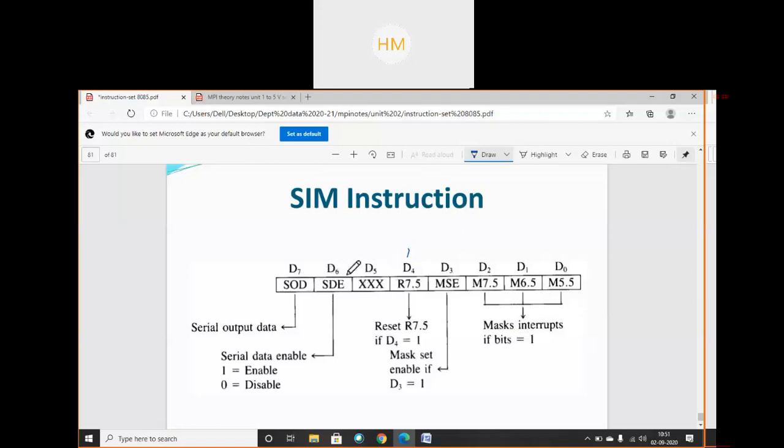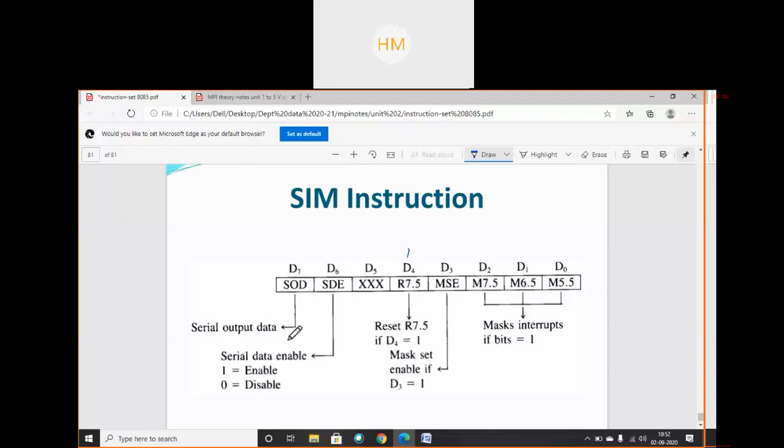D6 is SDE. If I want to enable serial data, I want that my microprocessor is connected with a peripheral IC and serial data should be enabled. It should transmit and receive serial data. Then I will use serial data enable. 1 means enable, 0 means disable. Clear? SDE: 1 enable and 0 disable.